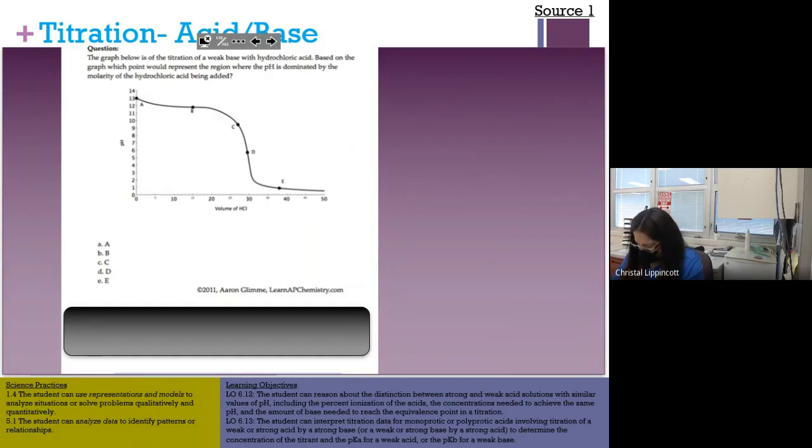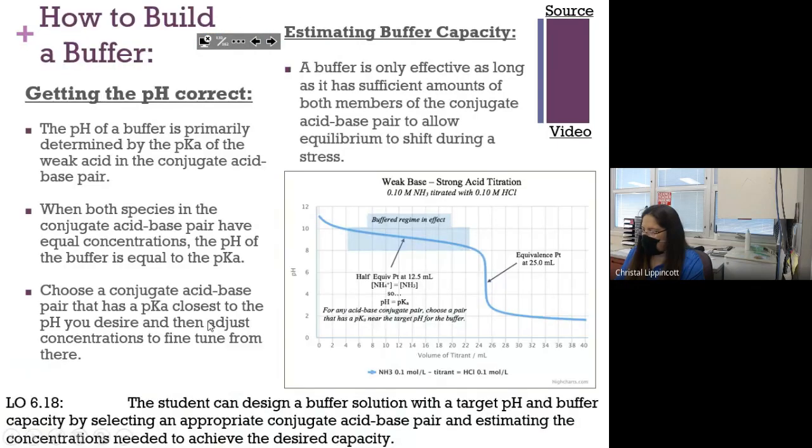Based on the graph in question 50, which point would represent the region where the pH is dominated by the molarity of the hydrochloric acid being added? Apparently they don't have the answer on there. Yeah, it would be E.